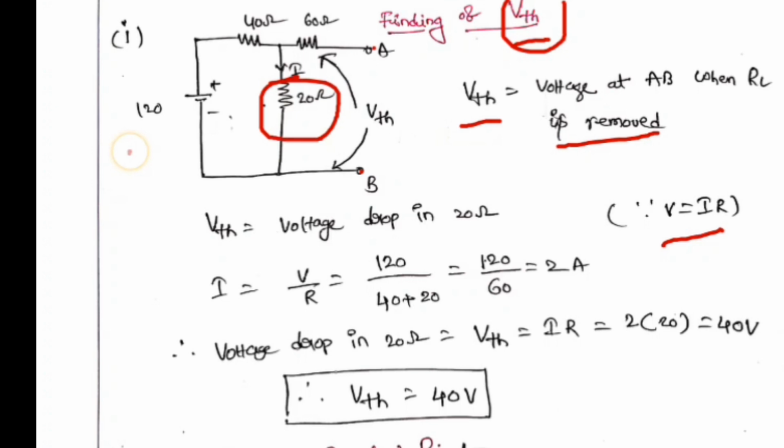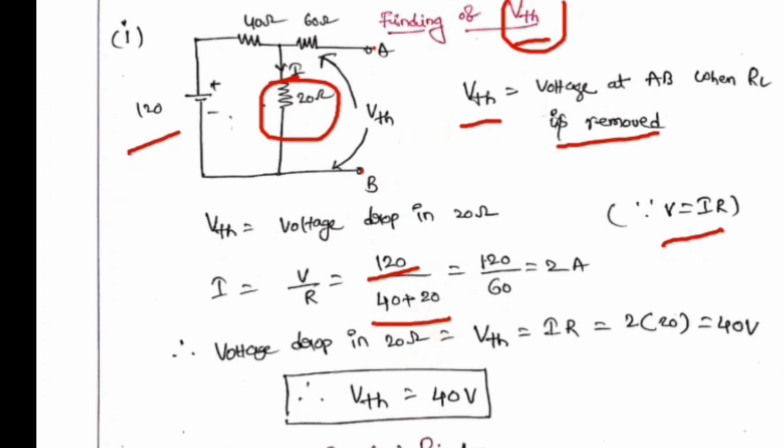Now V is given by 120 volts. If you remove the RL, then there is no current flowing through the 60 ohm resistance. The entire current will flow through the 20 ohm because it is a closed path. Now the voltage drop: I equal to V by R, 120 by 40 plus 20.